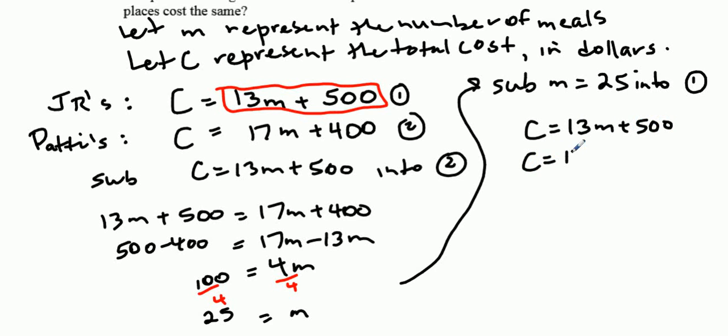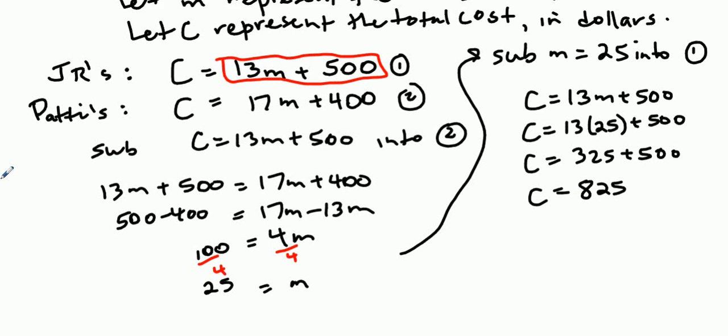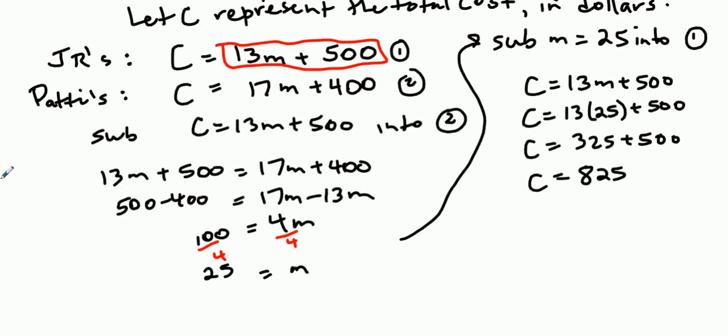C equals 13 times 25 plus 500. Is that 325? I'm flying without a calculator here. So C is equal to 825. Well, we'll see when we do our check whether I did the math right on that. All right. Oh, we don't have to check on this one, remember? So I am going to 25 times 4. Yeah, I'm pretty sure that's 325.